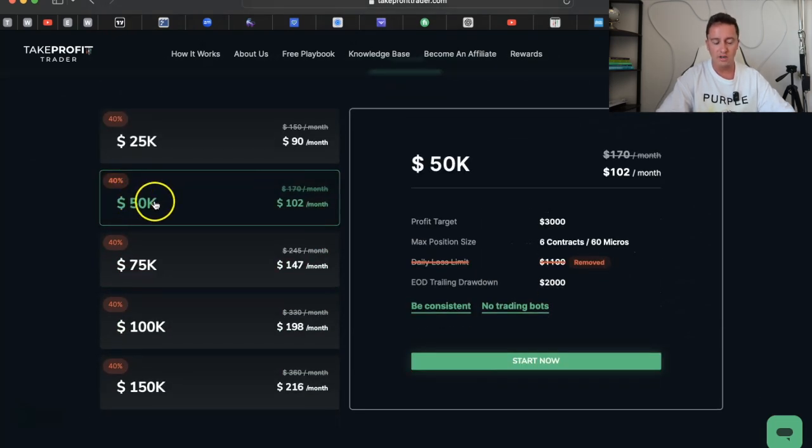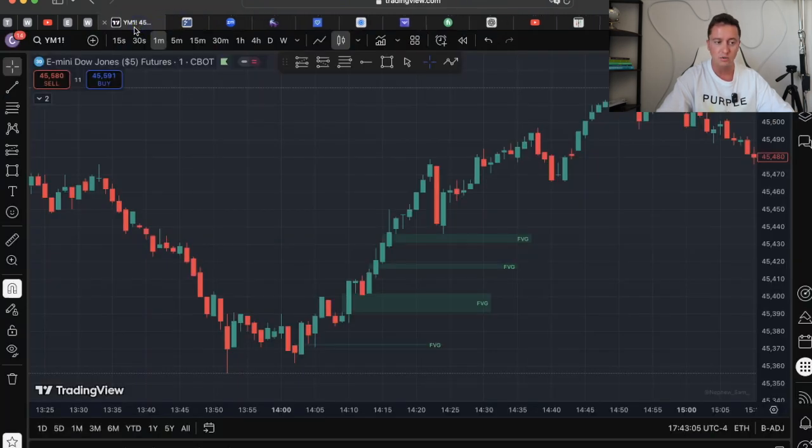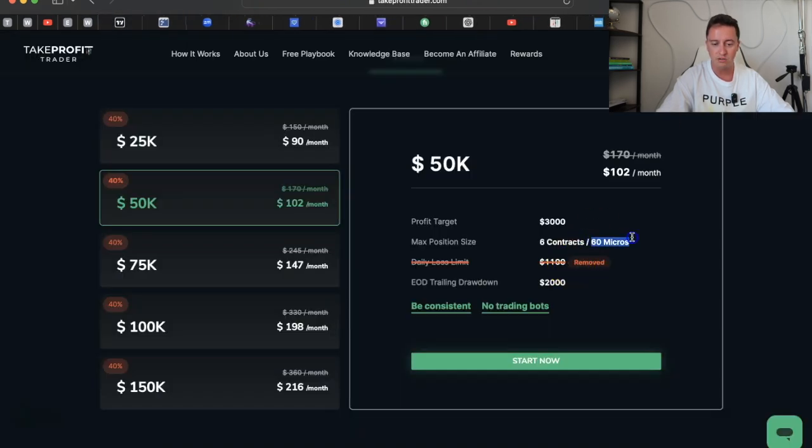So let's say you get a $50,000 account. It's $100 a month essentially. Your profit target is $3,000. So you have to make 6% of $50,000, which is $3,000. The most contracts that you can use are 6 mini contracts. So when you go to your broker and you sign in right now, this would be 6. And then if you do micros, it's 60.